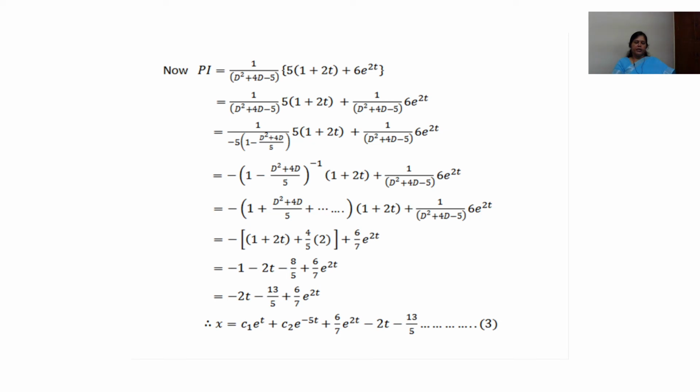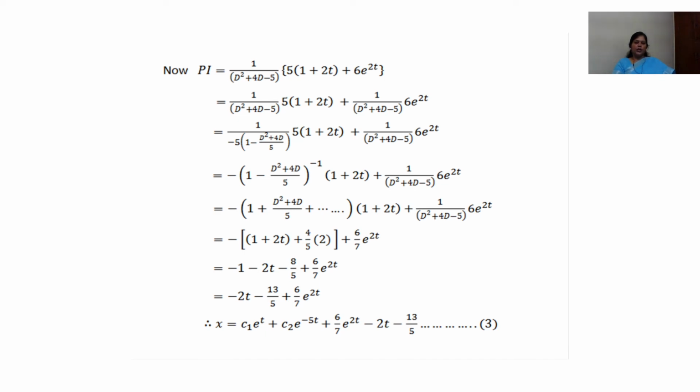See, in the denominator we have D² + 4D − 5. If it is a polynomial function, we have to use binomial expansion, you know that one. We have to get the (1 + x)^(−1) form or the (1 − x)^(−1) form. That's why I am taking −5 as a common value in the denominator. So 1 over −5 into [1 − (D² + 4D)/5] in the denominator, into 5(1 + 2t). Numerator to denominator, the 5 will cancel, then the minus will remain the same.